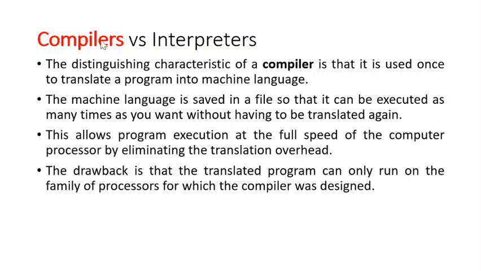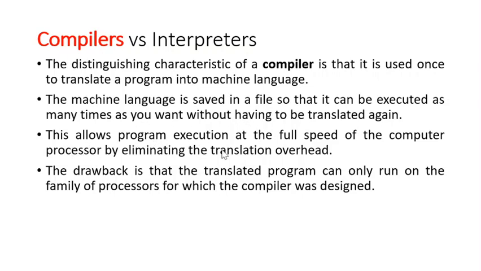And so, let us differentiate compilers and interpreter. So the most distinguishing characteristics of a compiler is that it is used once to translate program into machine language. Another, the machine language is saved in a file so that it can be executed as many times as you want without having to be translated again. So since gumagamit nga siya ng save file, hindi na natin siya needed to i-translate. No, pwedeng tawagin na lang uli natin yung save file.